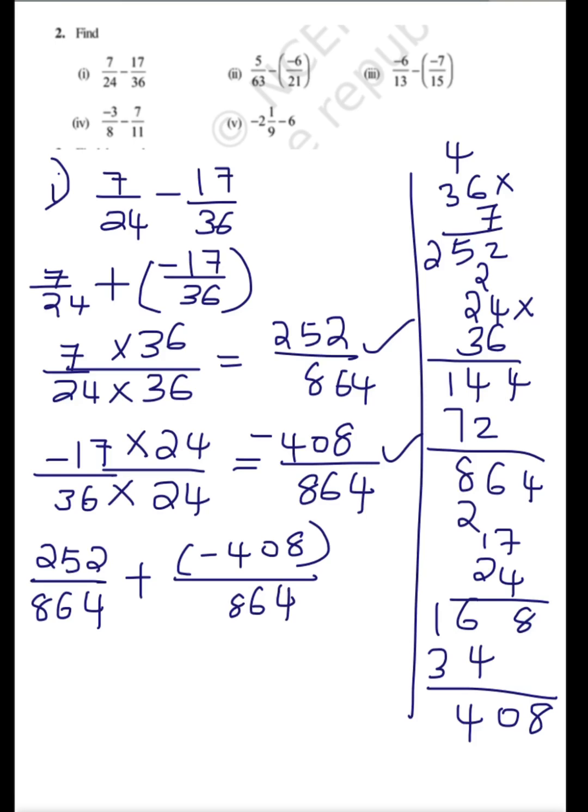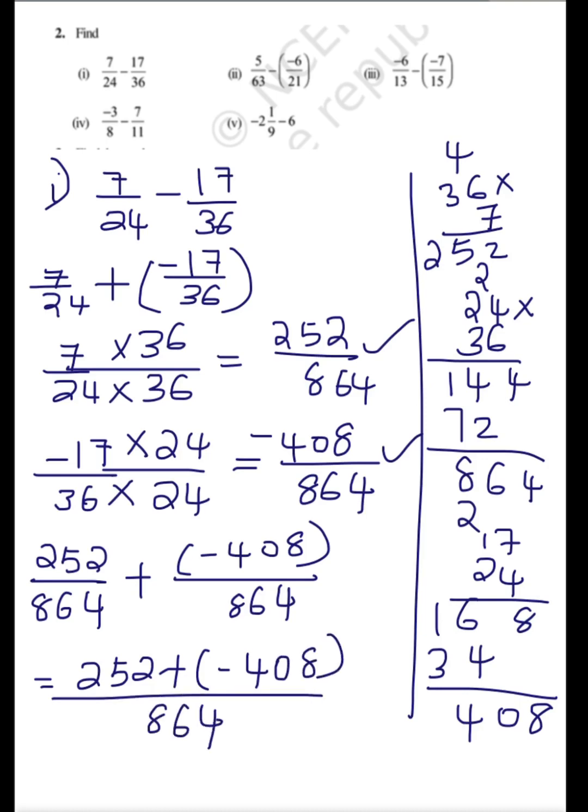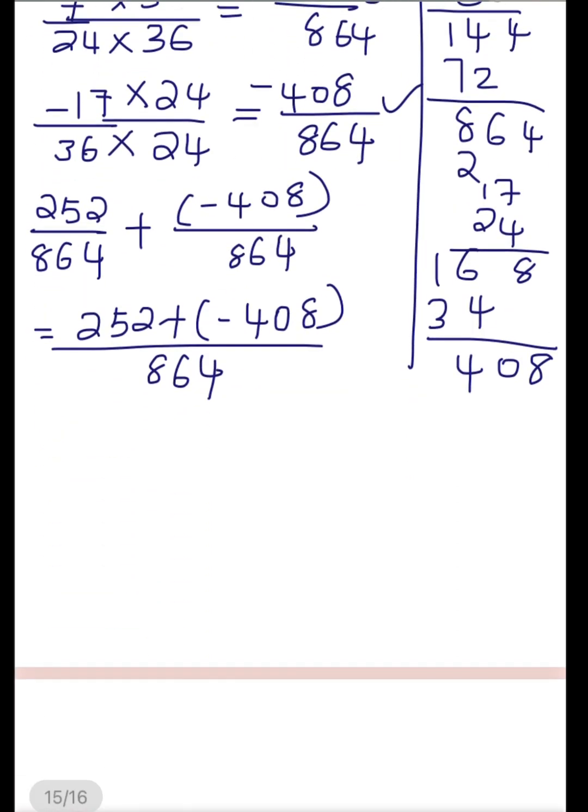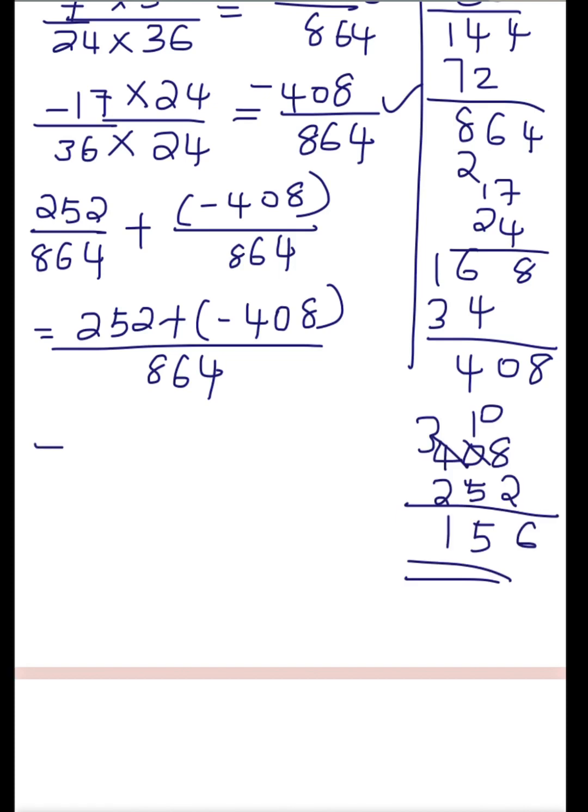So what you have to do? You have to write the numerators together, in this way, and write the same denominator, which is 864. Now 252 plus minus 408, that means both are having different signs, so you have to subtract them and put the sign of the bigger number. What is that? 156, and you have to put the minus sign because 408 is the bigger number. So minus 156 by 864.